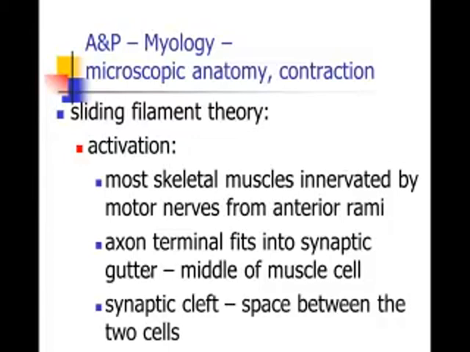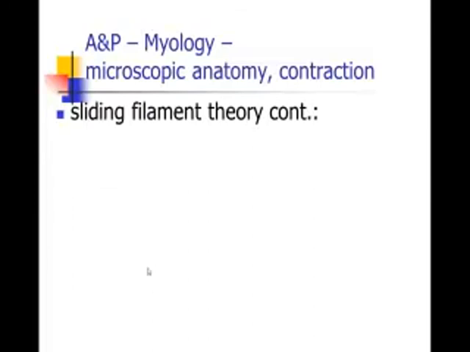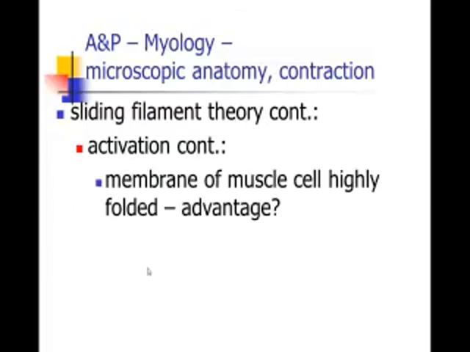Okay. There's going to be a space between the two cells, the neuron and the muscle cell, and that's called a synaptic cleft. Okay. So the muscle cell's membrane, where this synaptic cleft exists, is going to be highly folded. What would be the advantage of that? Why wouldn't it be better just to have a nice smooth muscle cell membrane? Right, it increases the surface area to volume ratio, and that means that there are more places for the transmitter molecules from the nerve to interact with the muscle cell.